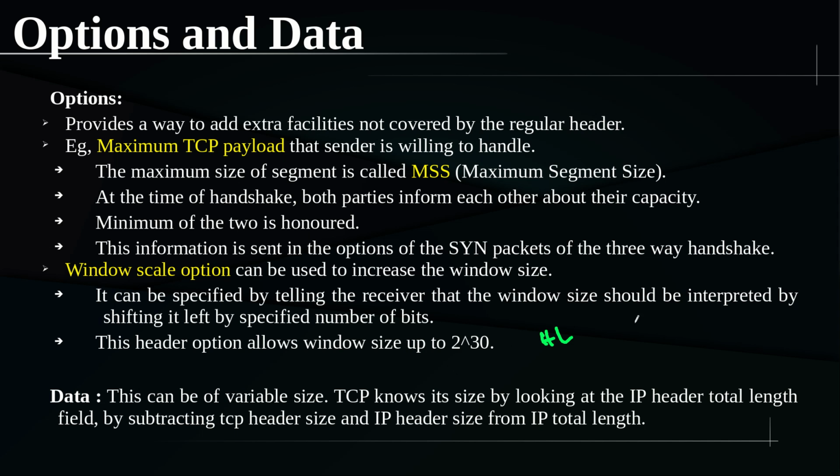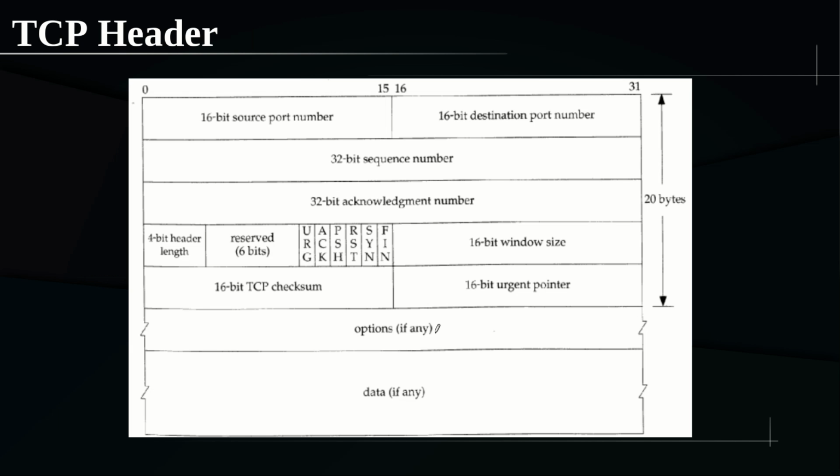Header length field is there, but there is no field storing the variable data size. So hope you remember. So just see here. Here we have a field where the header length is stored, but there is no field that stores the size of the data, and this data is of variable size, right?